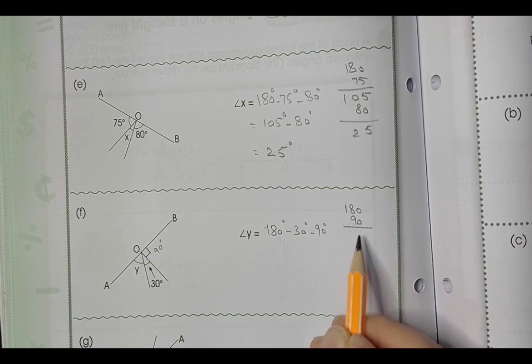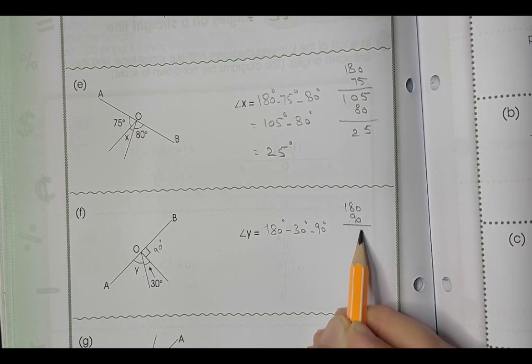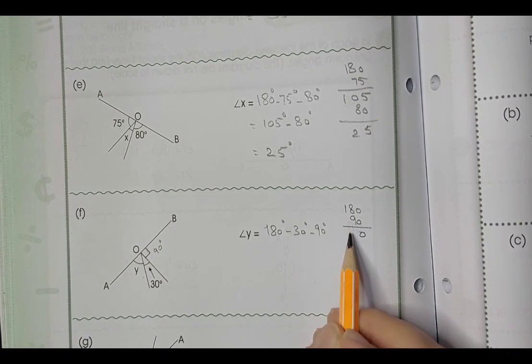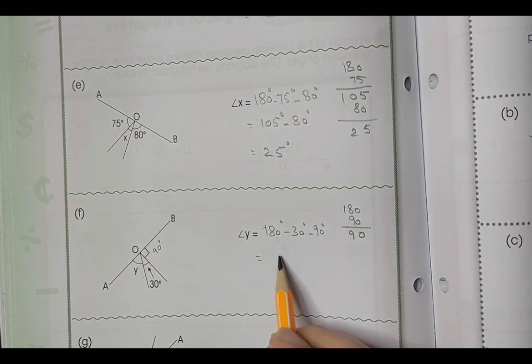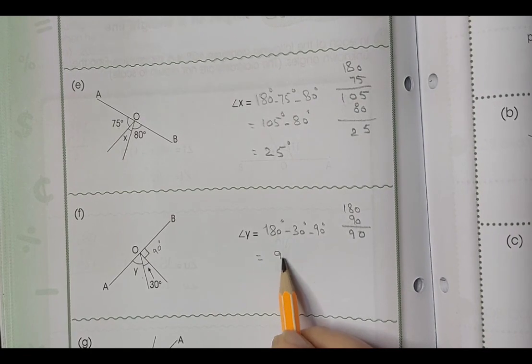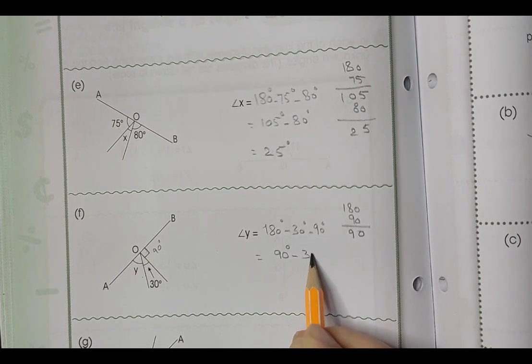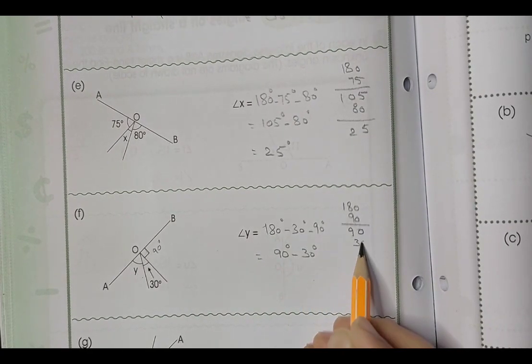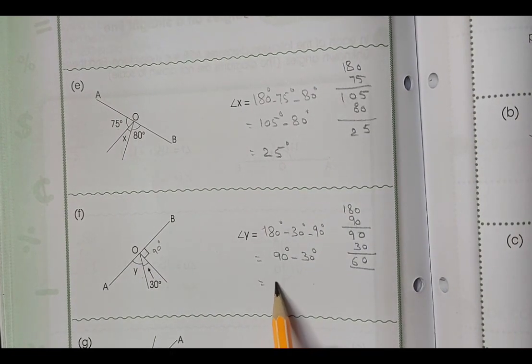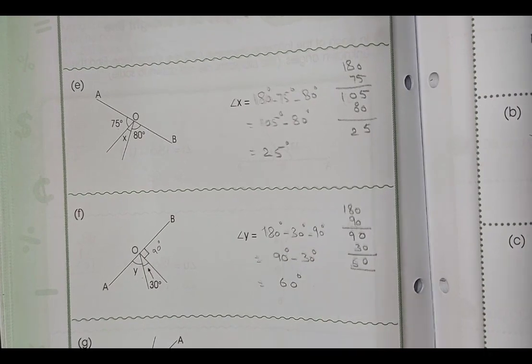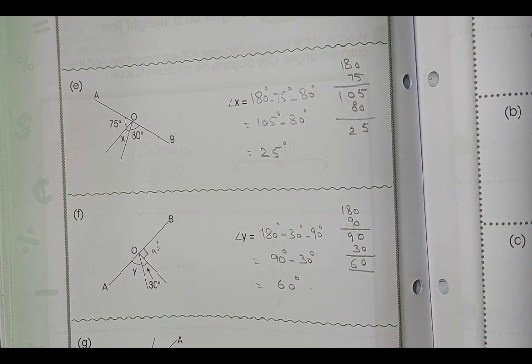Okay, we are doing 90 first. So it will become what? 0. 18 minus 9 is 9. So what is left is 90 degrees minus 30 degrees. When you subtract 30 from 90, what will we get? 60. So the angle Y is equal to 60 degrees. Now come to part G, that is the last part of the worksheet.